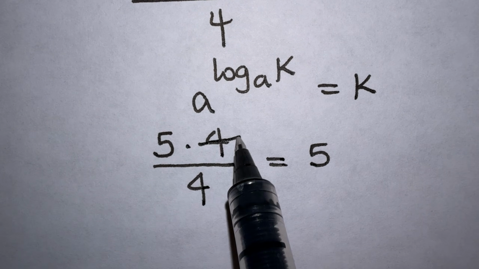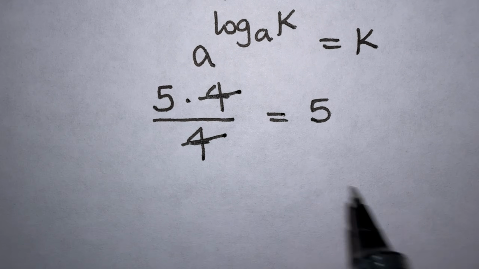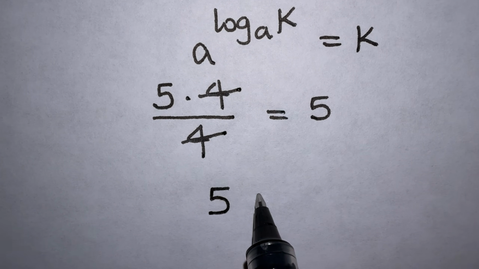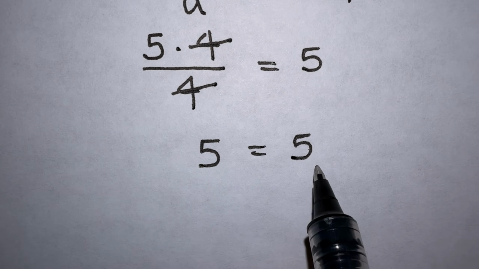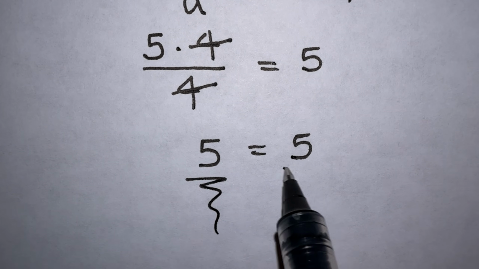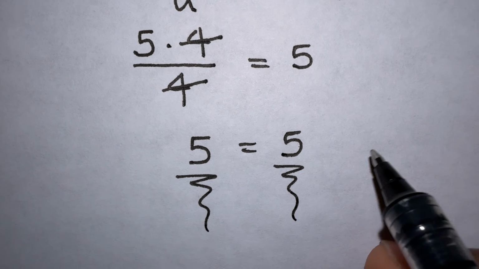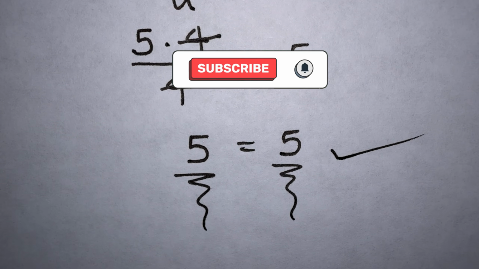We see that 4 divides 4 here. So we have 5 is equal to 5, which means the left-hand side is equal to the right-hand side. And for that, it confirms that our solution is correct.